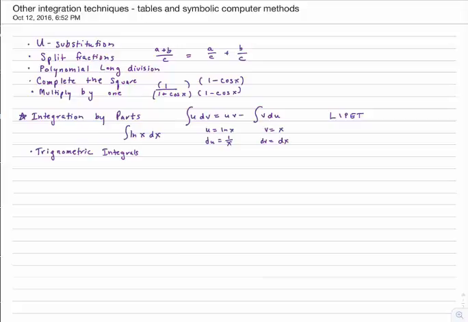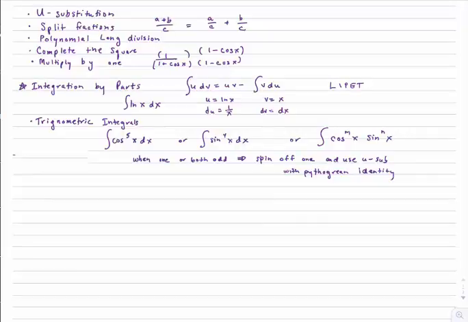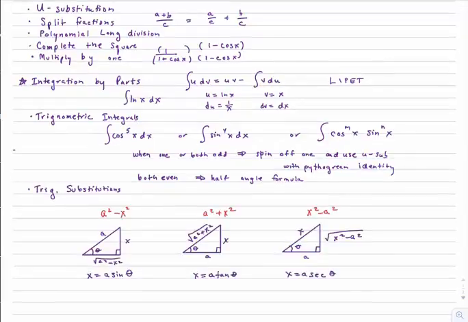Then we learned about trigonometric integrals, specifically powers of sine and cosine, or more generally, cosine to the nth power of x times sine to the nth power of x. When one or both of the m and n were odd, we spun one of the sines or the cosines off and used a u sub with the Pythagorean identity. If they were both even, then we used the half angle formula and then used the first method when one or both were odd. Then we got to trig substitutions.